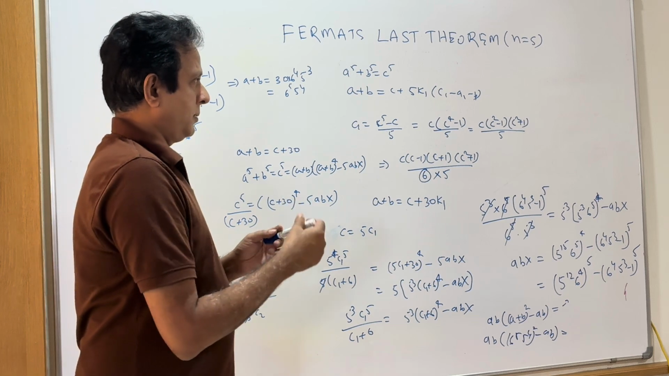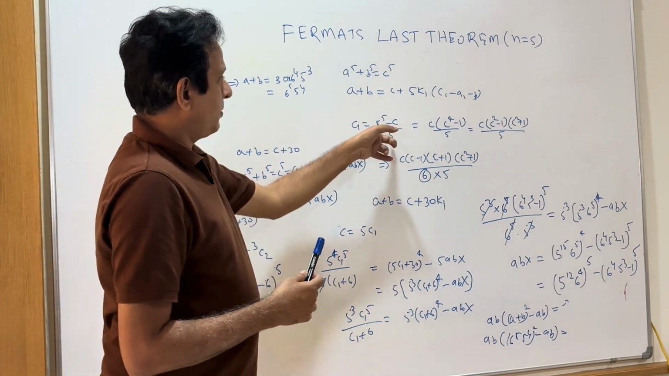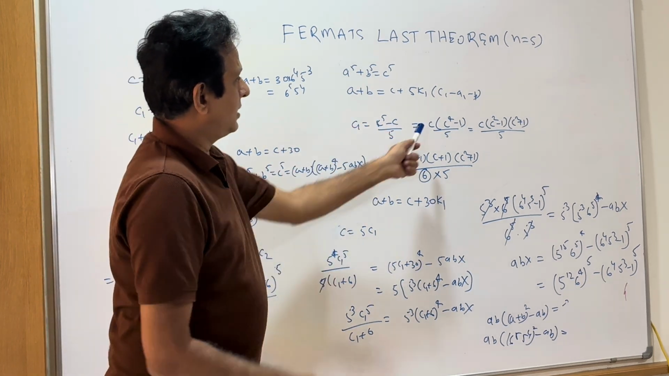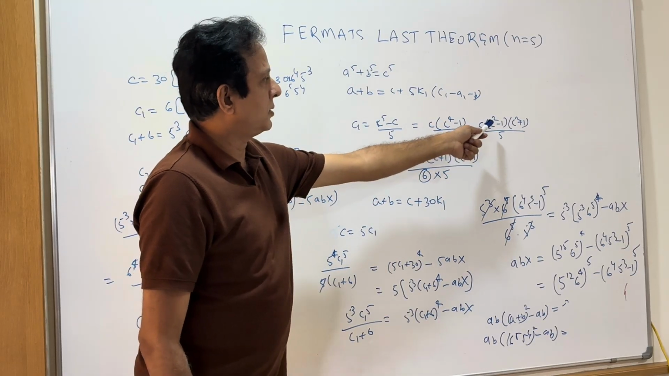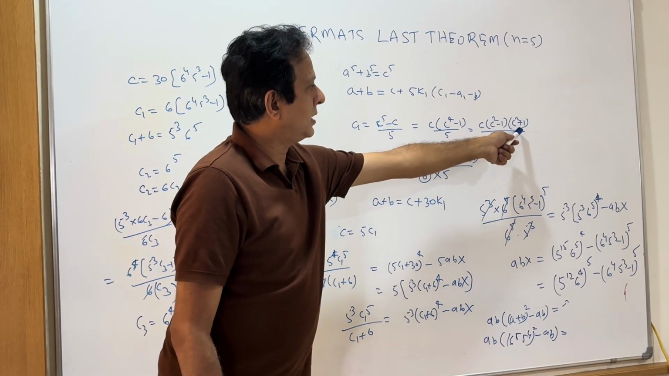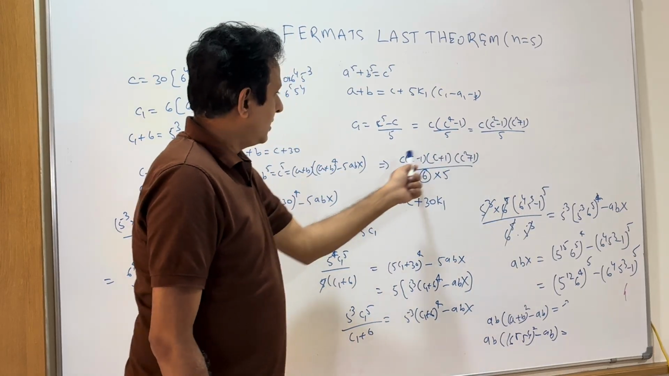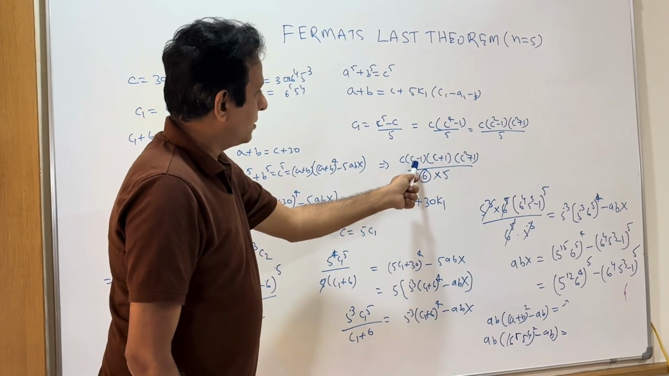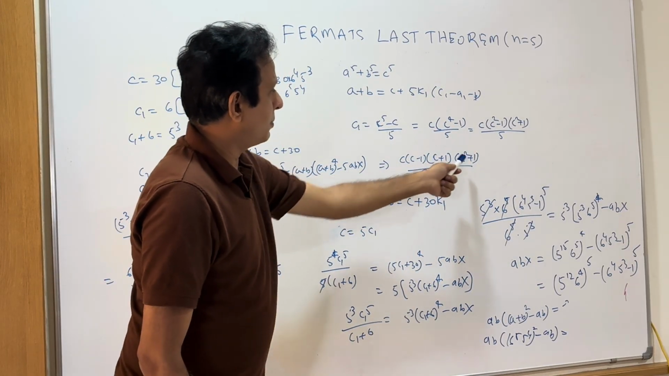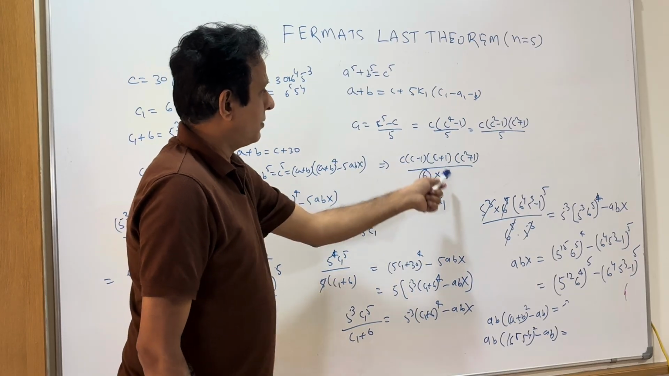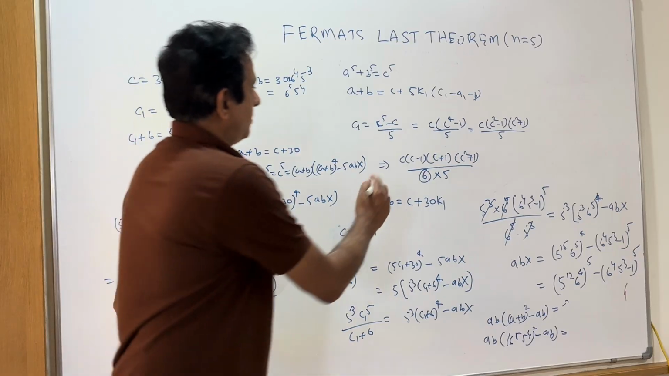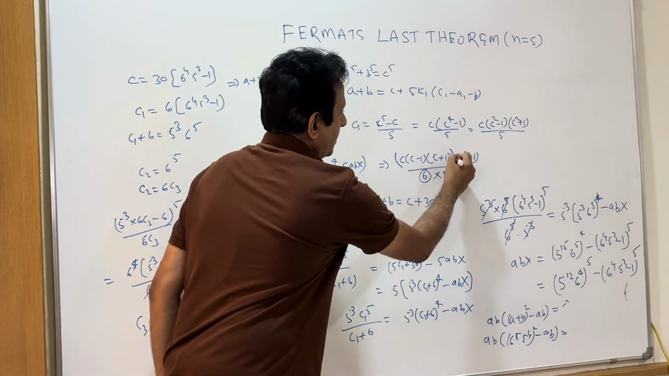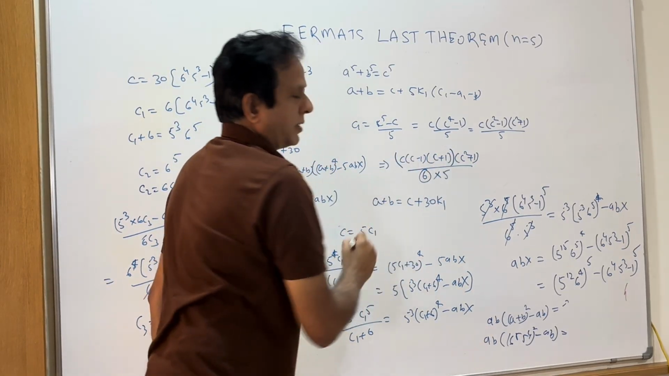Okay, so c power 5 minus c by 5 is actually c into c power 4 minus 1 by 5. That is equal to c into c square minus 1 into c square plus 1 by 5. This implies c into c minus 1, c plus 1, c square plus 1 is divisible by 5. However, you have to also look at c into c minus 1 into c plus 1.